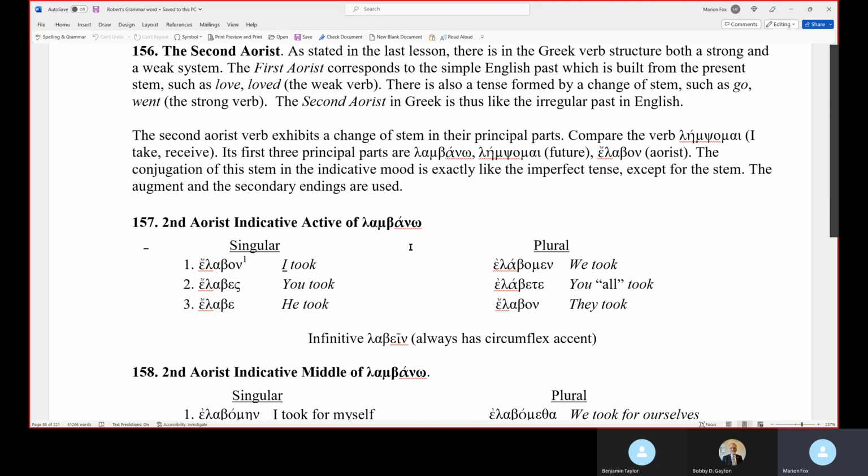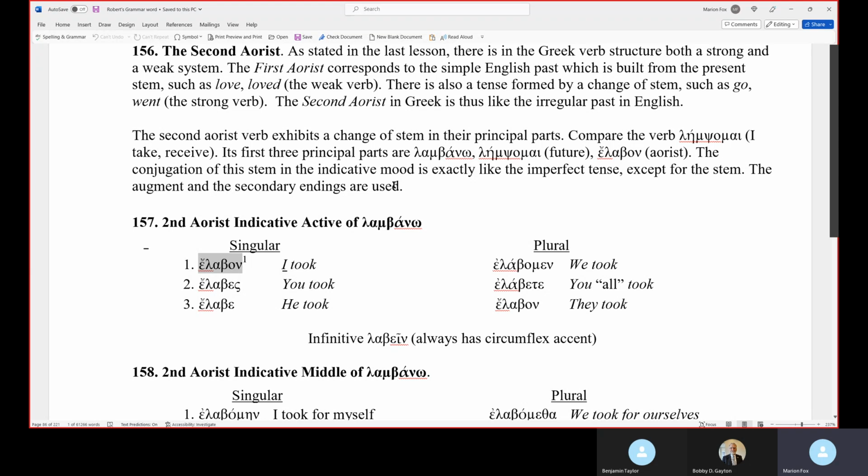So what we have is secondary endings. Now, I want to emphasize this. We're going to use lambano here as one of our forms. Lambano right here, and here's lampsomai, that's the future form of it. Elabon is aorist. That's our form, elabon, and right down here is elabon. That's from lambano. Notice the nu got dropped off, didn't it? And so it takes a little bit different form.